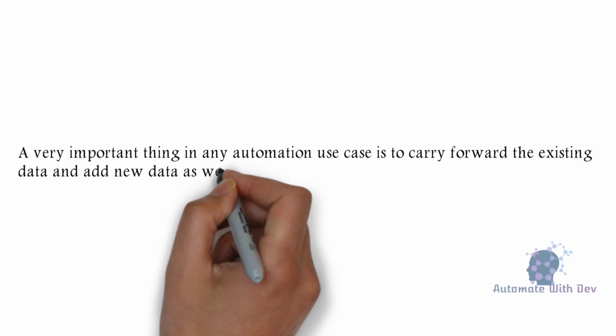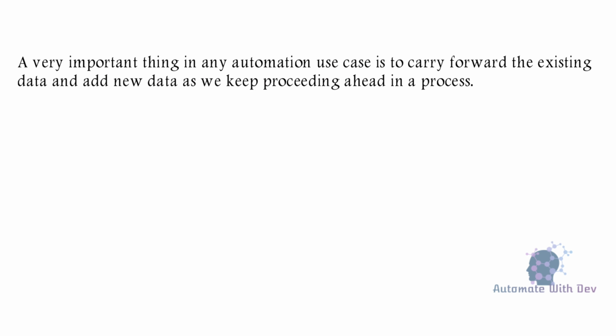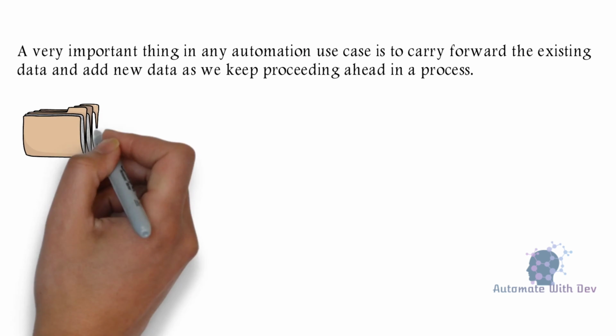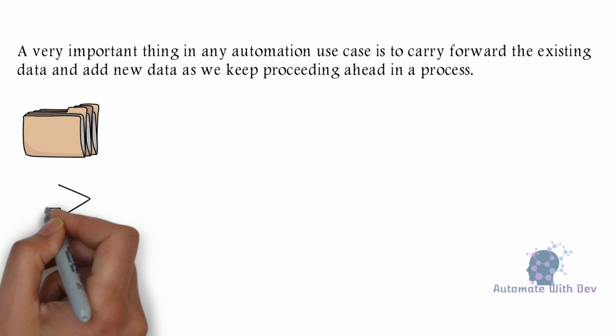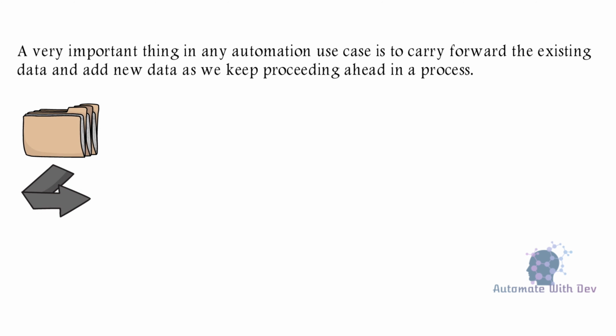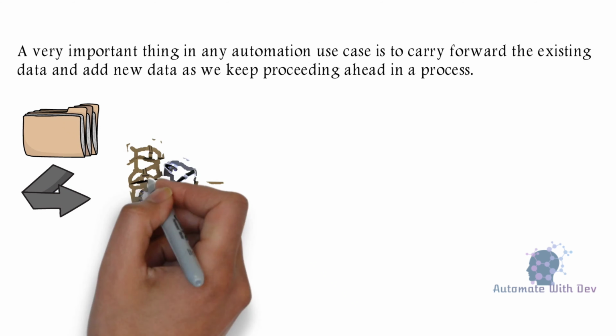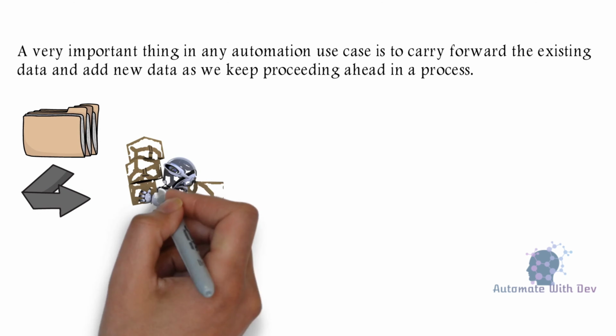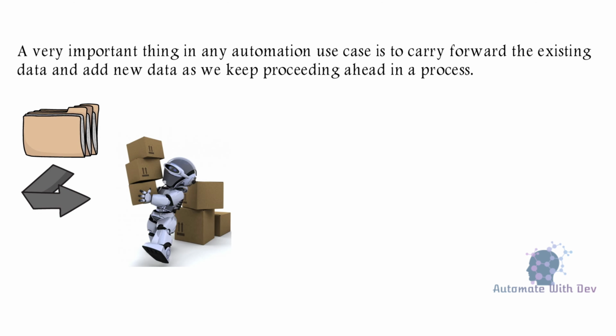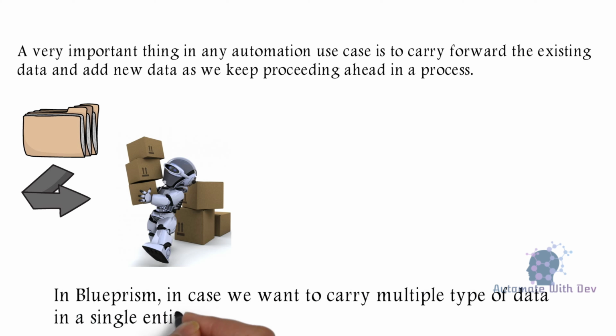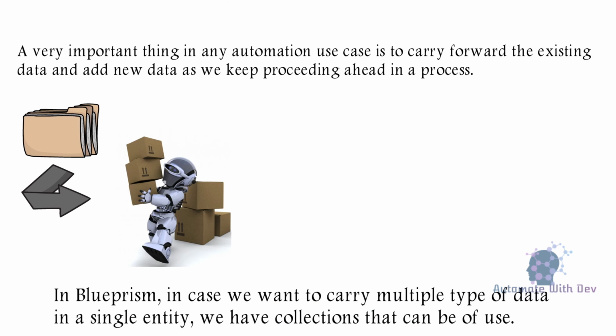A very important thing in any automation use case is to carry forward the existing data, and as we go in the process, we might need to add the data or we might need to modify the same data. So this is a particular thing that we usually see in almost all of our processes. So in Blue Prism we have a functionality called collections. So we can carry multiple types of data in that single entity.